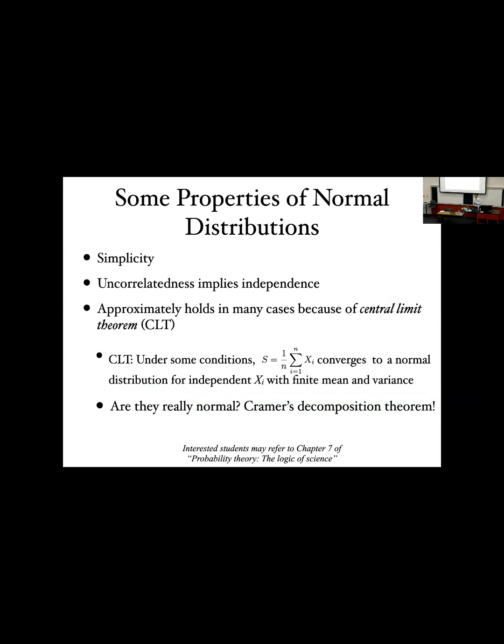Why do we care about the Gaussian distribution, and why is it so popular? Very often we use it. First of all, it's very simple. For the marginal distribution, or even for the multivariate Gaussian distribution, we just need two parameters, mean vectors and covariance. And uncorrelatedness implies independence. That's perfect, because independence is a property of the whole distribution. With only correlation, we can see whether variables are independent if they are Gaussian.